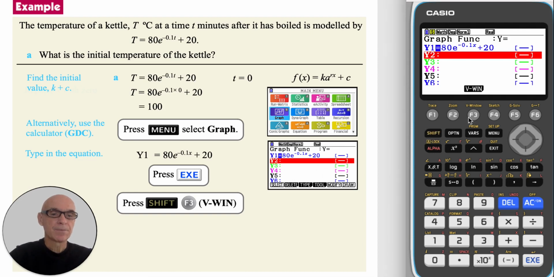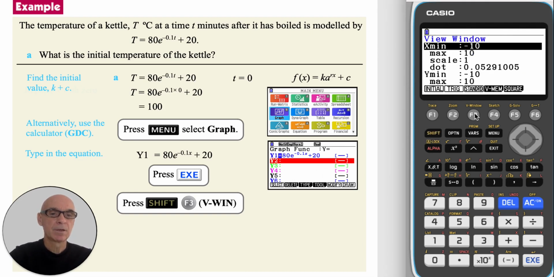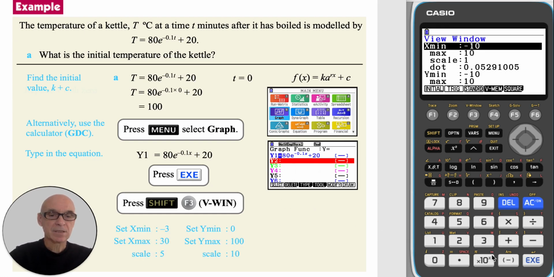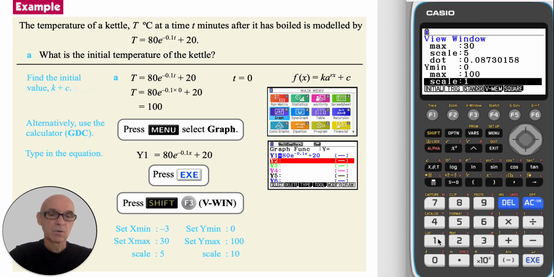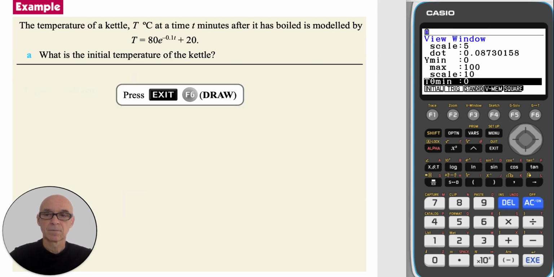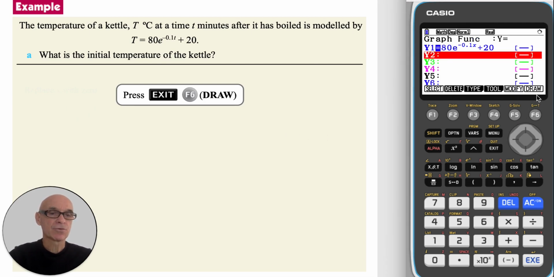Pressing Shift F3, View Window, to set an appropriate window. For x, I'm going to set -3 for x min, 30 for x max with a scale of 5, and for y, I'm going to set 0 for y min, 100 for y max with a scale of 10. Press Exit and then F6 to draw the graph of the function.